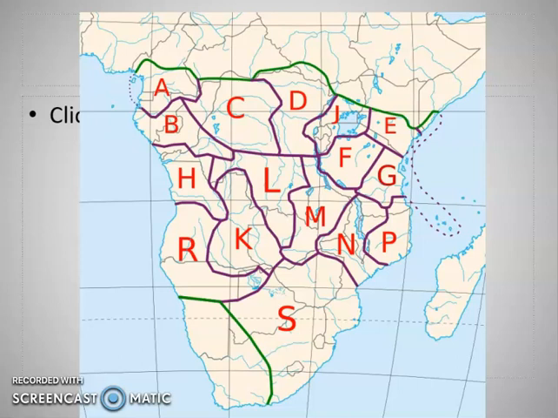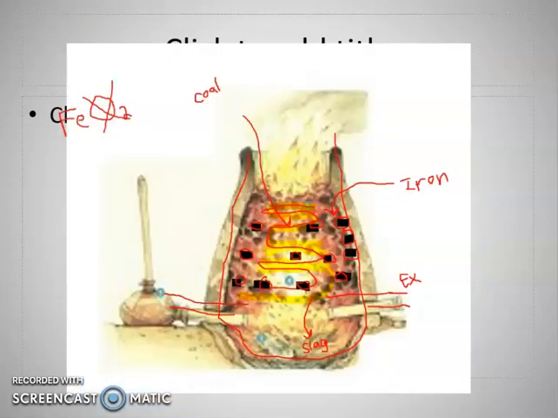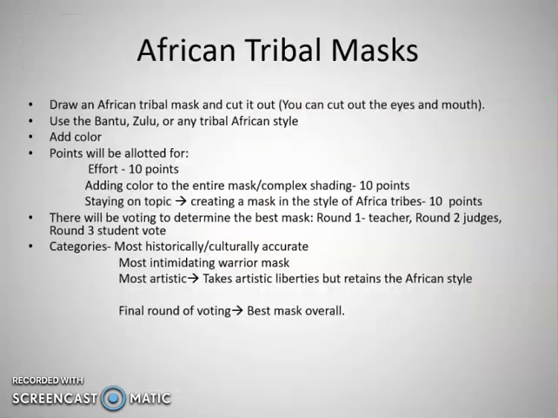As you can see, I also have another, I forgot I had this on here, because basically, when the Bantu would cook the iron ore, it would leave behind pure iron, and that's why I crossed out O2.